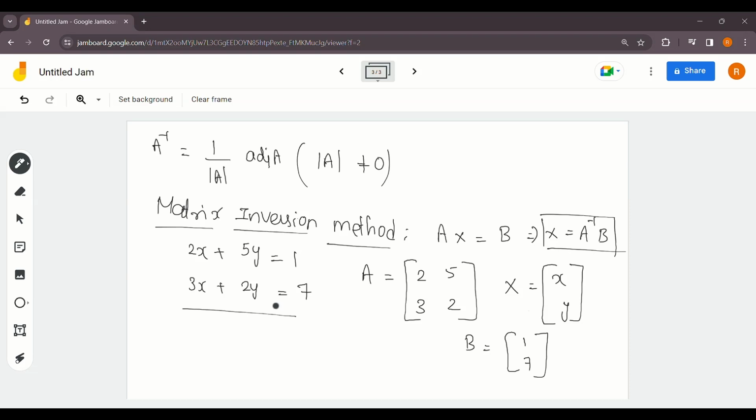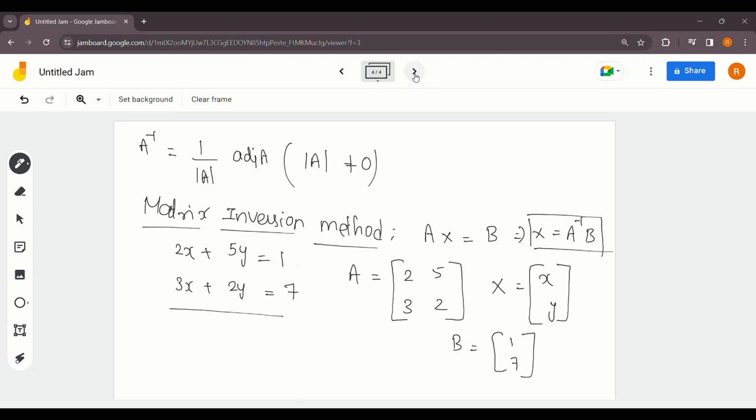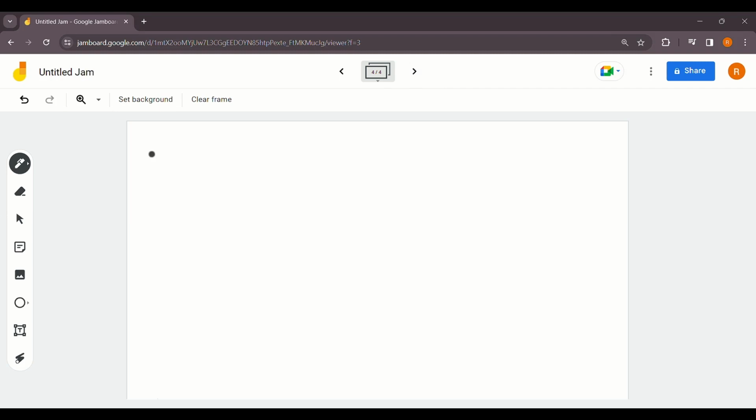There is one more method of solving this. That method seems to be very simple, so I'll explain that method also. For CBSE students, you might not be aware of this method. That method is called Cramer's Rule. The method I am going to teach you now is called Cramer's Rule.